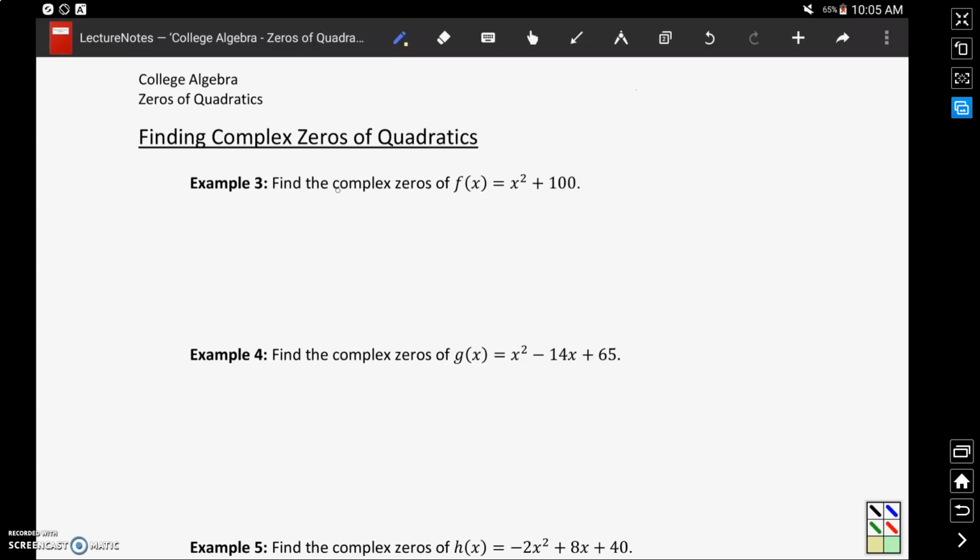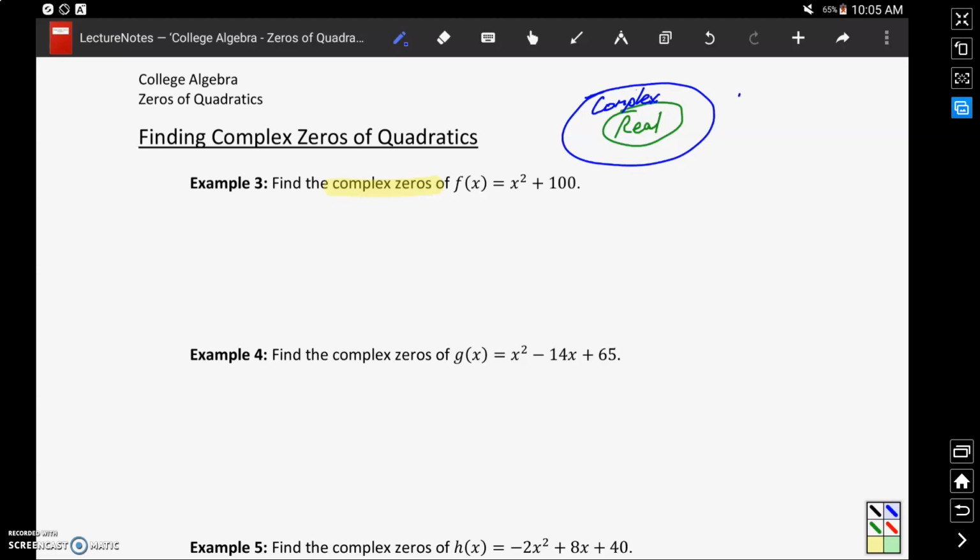The following examples all ask us to identify all complex zeros for the given polynomial function. Something to keep in mind, though, is that the real numbers are actually just a subset of the complex numbers.